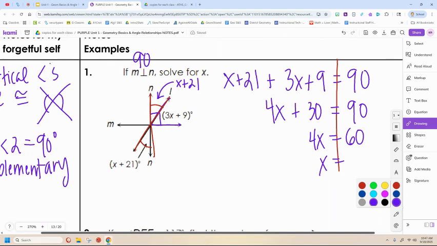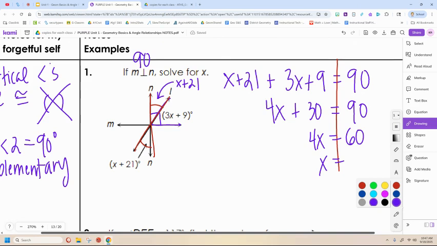Do we have answers? How many people have answers? 1, 2, 3, 4. Is it not working? Here, I'll take that one. Okay. How many people have answers now? What's the answer? 15.